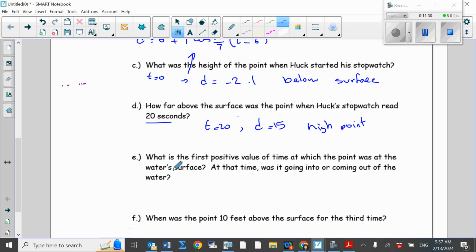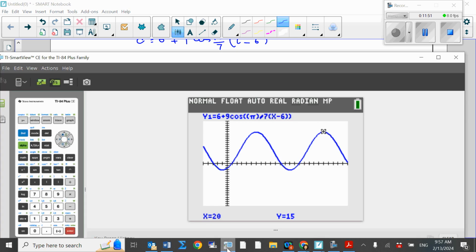Next part says, what is the first positive value of time at which the point was at the water surface? At that time, was it going into or coming out of the water? So let's look at the graph. It says, find the first positive value of time at which the point was at the water surface. So we said the x-axis is the water surface. The first time that it was at the water surface was here, this point. So somewhere around 1, but again, we want to make sure.